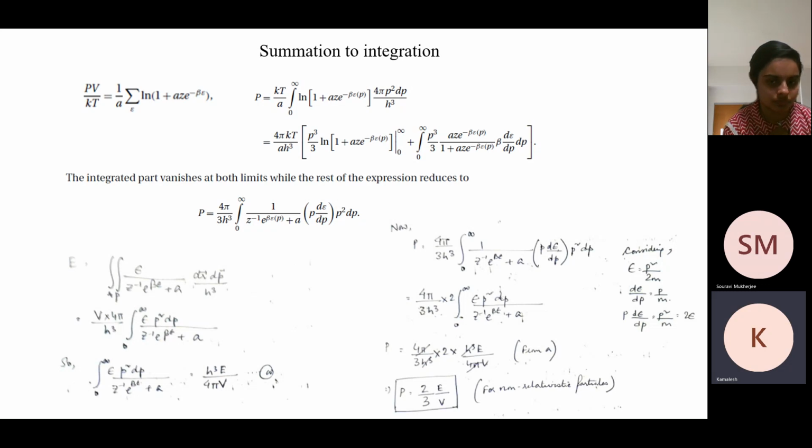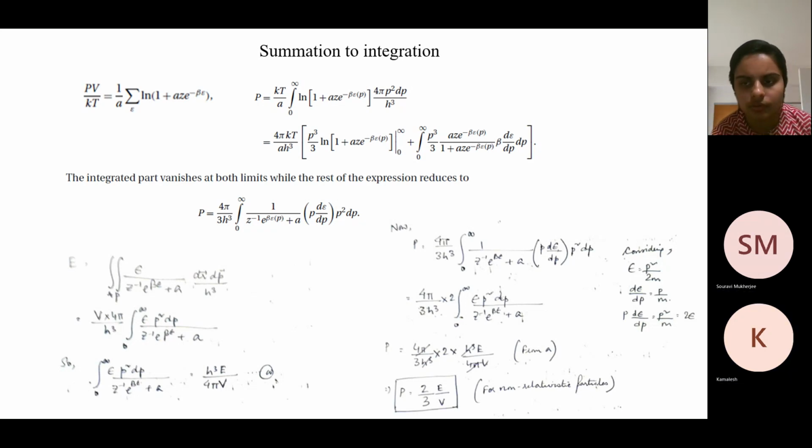Ma'am, I get an integral from 0 to infinity of P cube dP divided by Z inverse e to the power PC. How did you get PC? See, your energy would be P times C, right? So what would be dE/dP? C. And then what is P times dE/dP? P times C, yes. And what is P times C in terms of energy? Epsilon. Right.